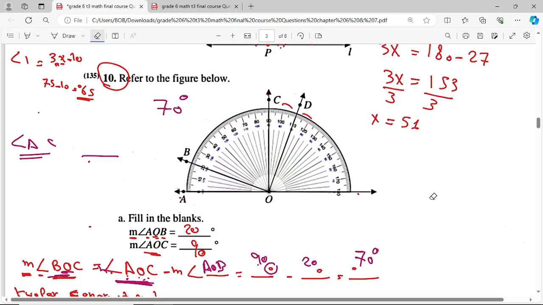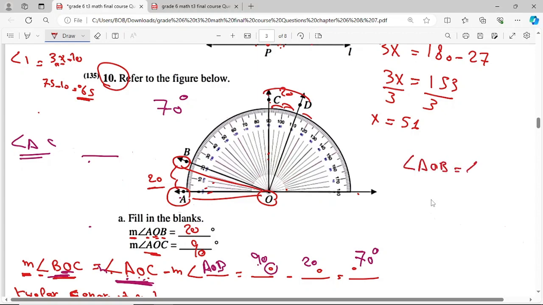Okay. Now the other question is saying they need a pair of congruent angles. Congruent angles means each angle is equal to the other. For example, let's say this angle AOB. The measure of this angle is 20. I have here COD. The measure of this angle is 20. So these two angles are congruent. That means angle AOB will be equal to angle COD, equal to 20 degrees. This is one pair of congruent angles.